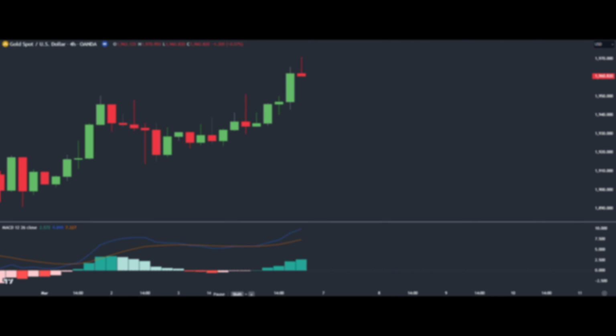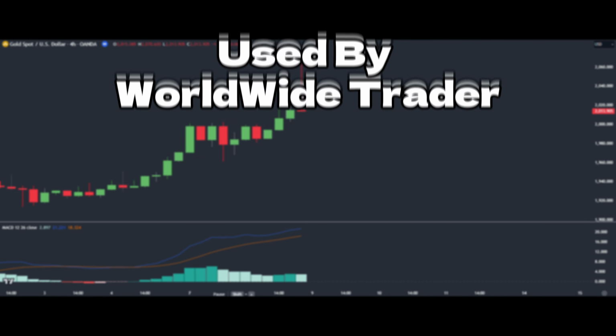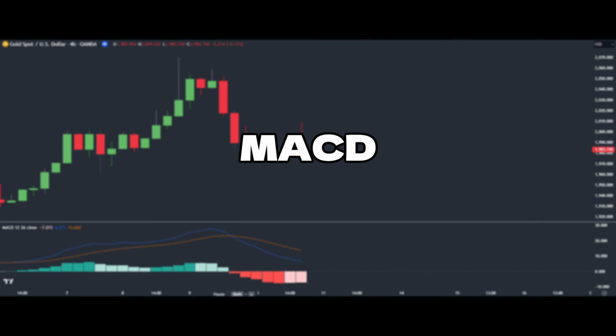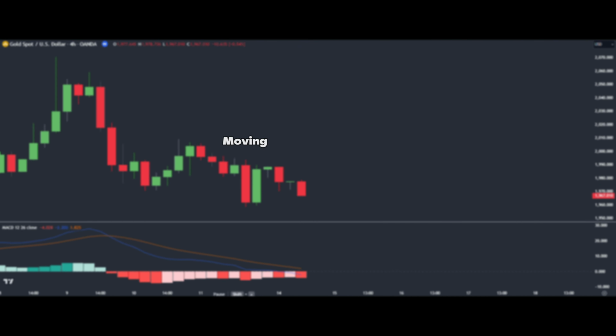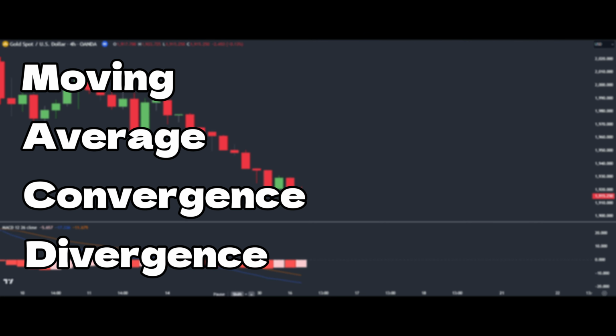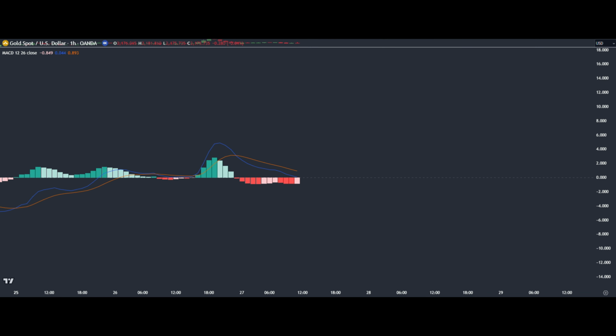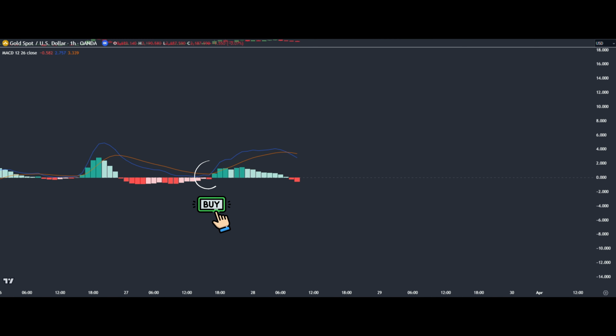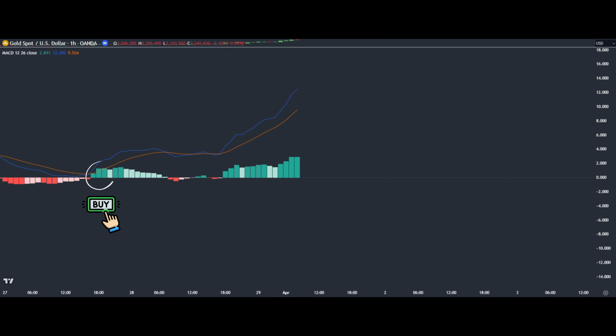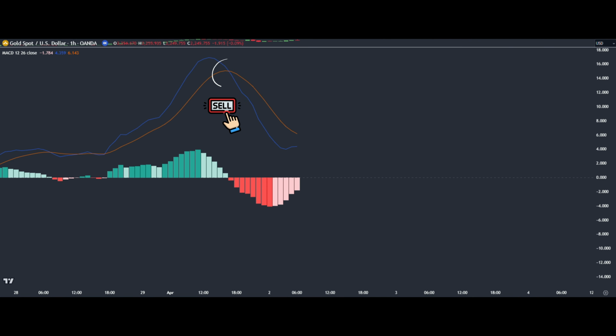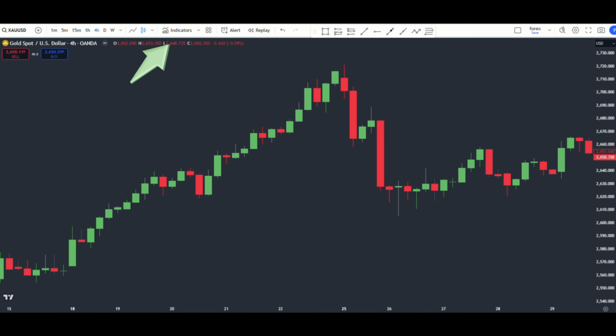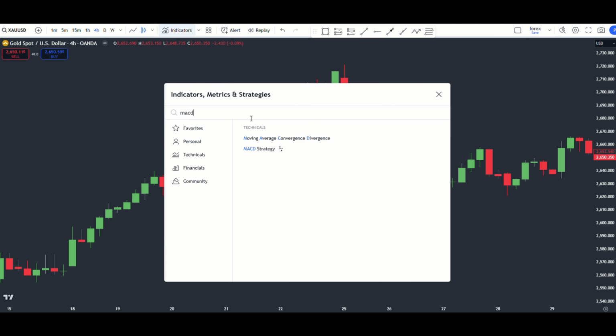Today we're diving into a popular technical analysis tool used by traders worldwide, the MACD indicator. So what exactly is MACD? The Moving Average Convergence Divergence, MACD, is a momentum indicator that shows the relationship between two moving averages of a stock's price, helping to identify potential buy and sell signals based on changes in momentum. This is how you add the MACD indicator to your chart.